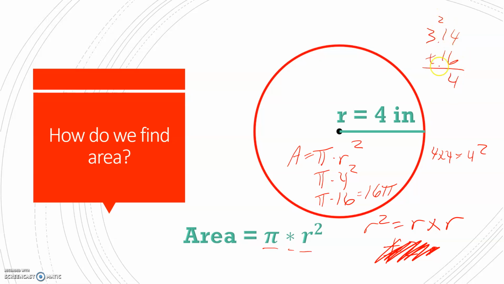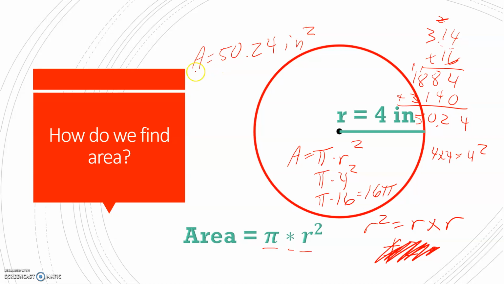4 times 6 is 24. 6 times 1 is 6, plus 2 is 8. 6 times 3 is 18. Placeholder 0. Get rid of anything I've already used. 1 times 4. 1 times 1. 1 times 3. Quick add. And I should get 50. I have 2 decimal places, .24. The area of this circle should be 50.24 inches squared.